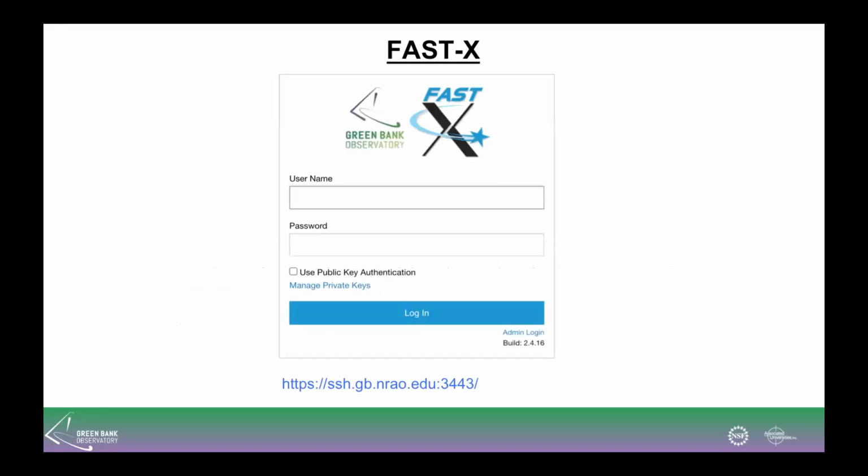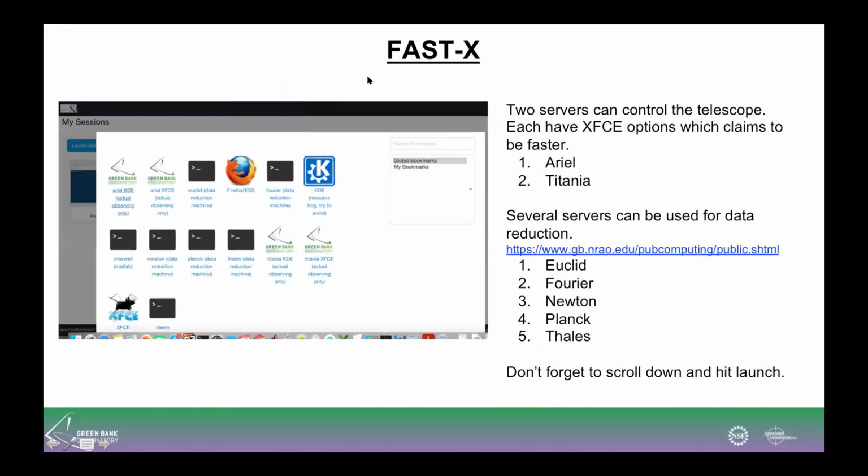All right, so if you'll go to the FastX page, which is at the bottom here, ssh.gb.nrao.edu, you should be able to pull up this screen here and be able to enter your username and password. Question in the chat. Yeah, so Will's got it posted there.